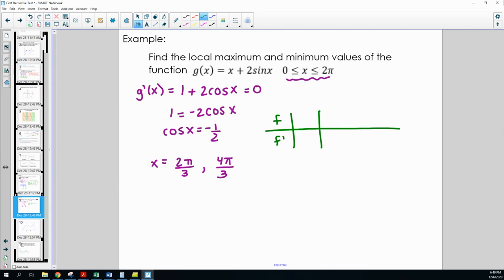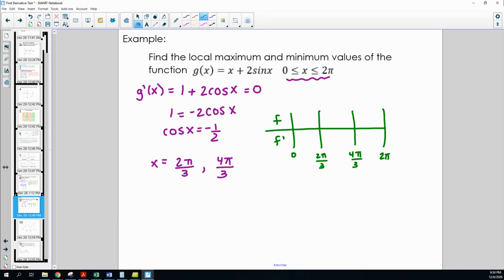But in this case, because we have an interval between 0 and 2 pi, we can't go to negative infinity and positive infinity. So I'm going to put the 0 here. That's my endpoint. My first critical point, I have 2 pi over 3. My second critical point, I have 4 pi over 3. And then, actually, I'm just going to erase this last piece at the end, right? Because it's not going to infinity, so you don't have any piece to the right. And then this is my right endpoint, so that's 2 pi.